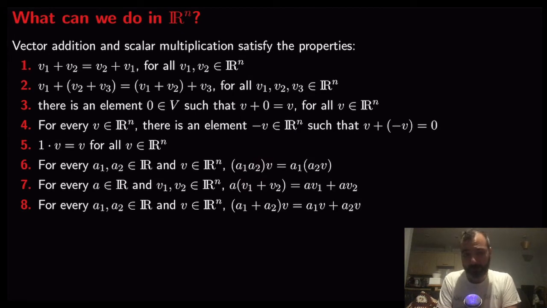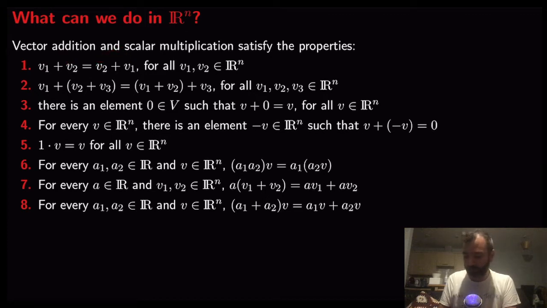And when we focus on the operations of vector addition and scalar multiplication, then these operations satisfy 8 properties. They're really trivial, almost unworthy of going through them. I'll do it very quickly. So, v1 plus v2 is the same as v2 plus v1.